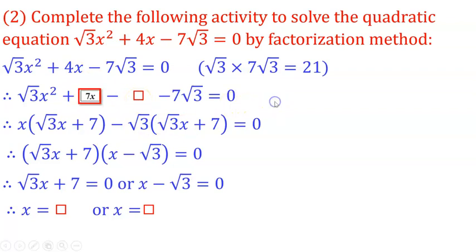Okay, now see this here 7x, now here is a 3x.